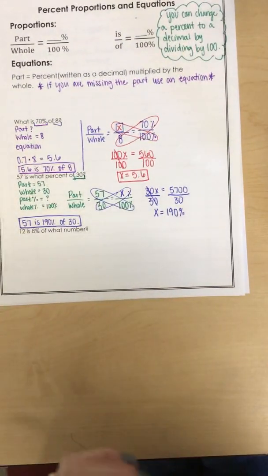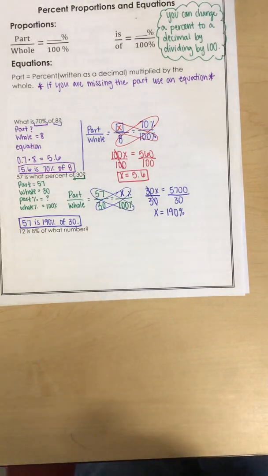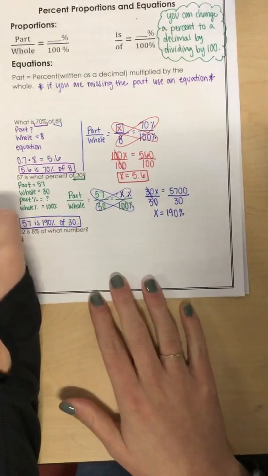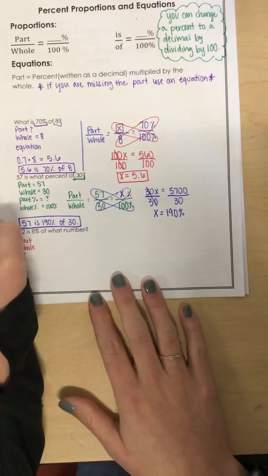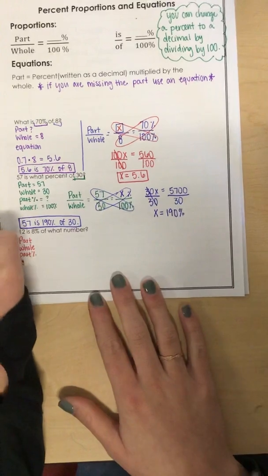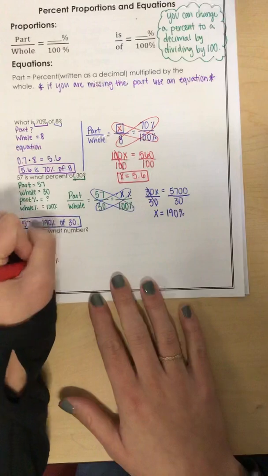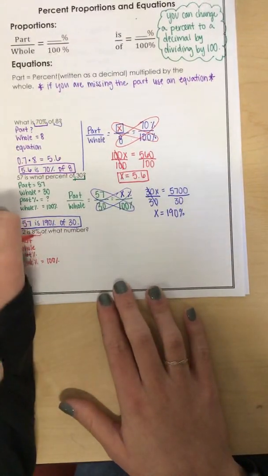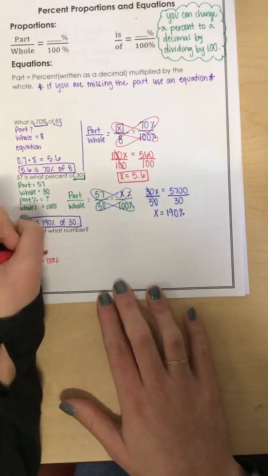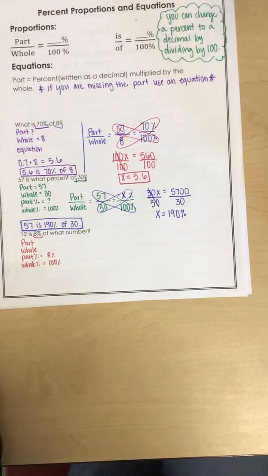Alright, so the next one says 12 is 8% of what number? So think about what we know. We have our part, the whole, the part percent, and then the whole percent. Well, we know the whole percent is 100% because it always is. And then it gives us that the part percent is 8. And then it says 12 is 8% of what number?